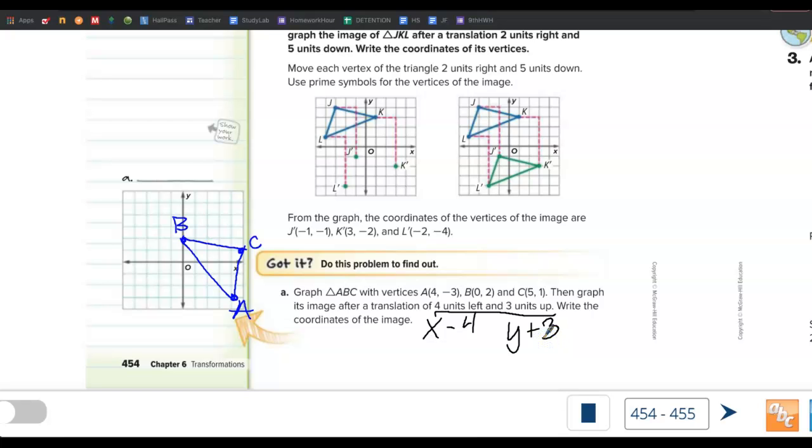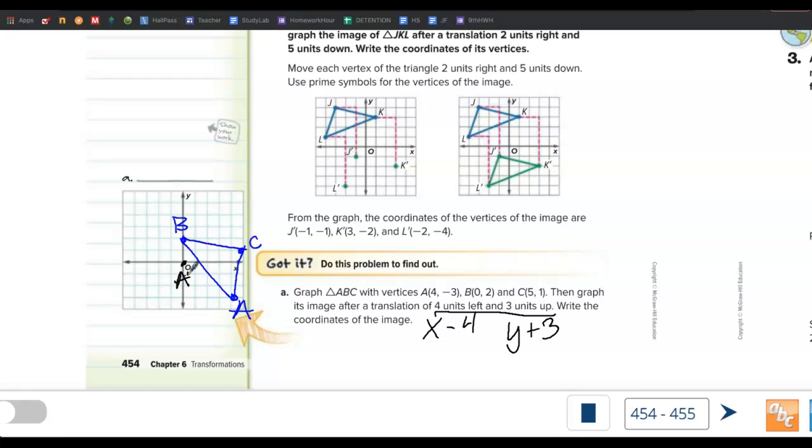No, because guess what? I can go over to point A, and which way am I going to move it? 4 units left and 3 up. So I'm going to start at A, and I'm just going to count left, 1, 2, 3, 4, and then go up, 1, 2, 3. Put a dot. Label it A prime.